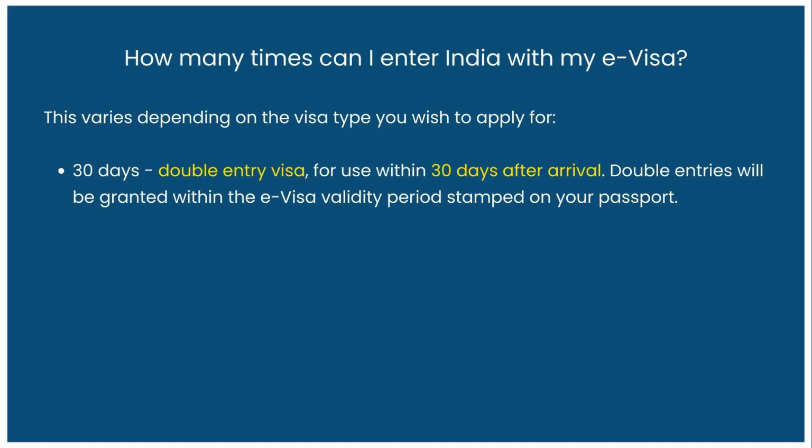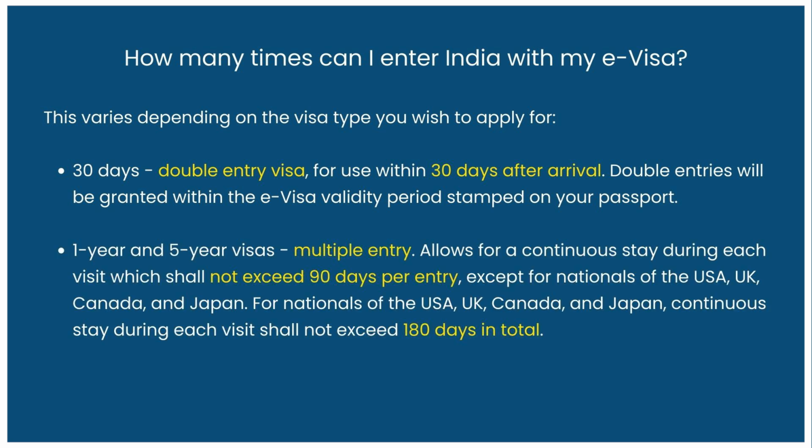How many times can you enter India with your e-visa? This varies depending on the visa type that you wish to apply for. 30 days double entry visa for use within 30 days after arrival. Double entries will be granted within the e-visa validity period stamped on your passport. And 1-year and 5-year visas, they're multiple entry, and they allow for a continuous stay during each visit, which shall not exceed 90 days per entry, except for nationals of the USA, UK, Canada, and Japan. For nationals of the USA, UK, Canada, and Japan, continuous stay during each visit shall not exceed 180 days in total.